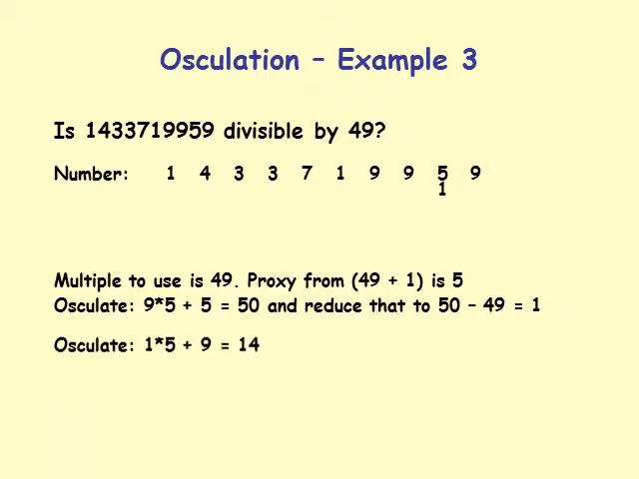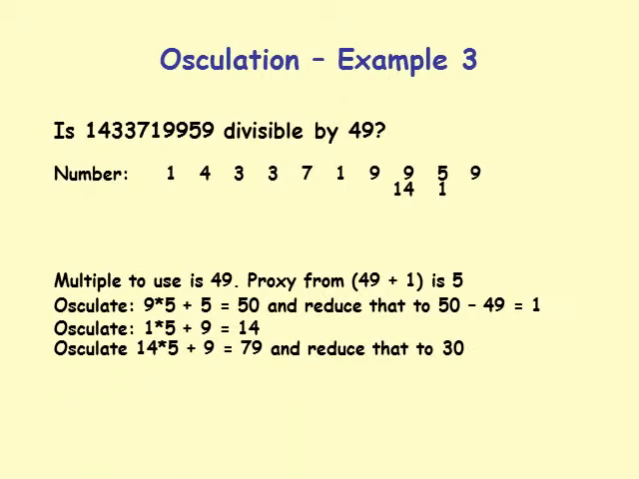Now we're going to osculate again. 1 times the proxy 5 plus the digit on the left, 14. So next is 14 now. Now we're going to osculate that again. 14 times 5 plus 9 is 79, and then we subtract 49 from here. We're trying to figure out if it's divisible by 49. So subtract 49 from here, we get 30.